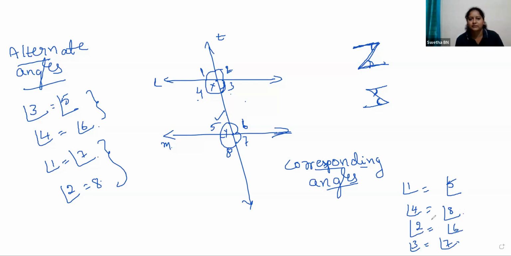Did you understand all the concepts? If you have any doubt, you can ask me. I'm going fast because you know all these concepts very well. If you have any doubt, you can ask me without hesitation. Did you understand alternate and corresponding angles, parallel lines, everything? Yes, ma'am. Okay, fine. Thank you. Next.